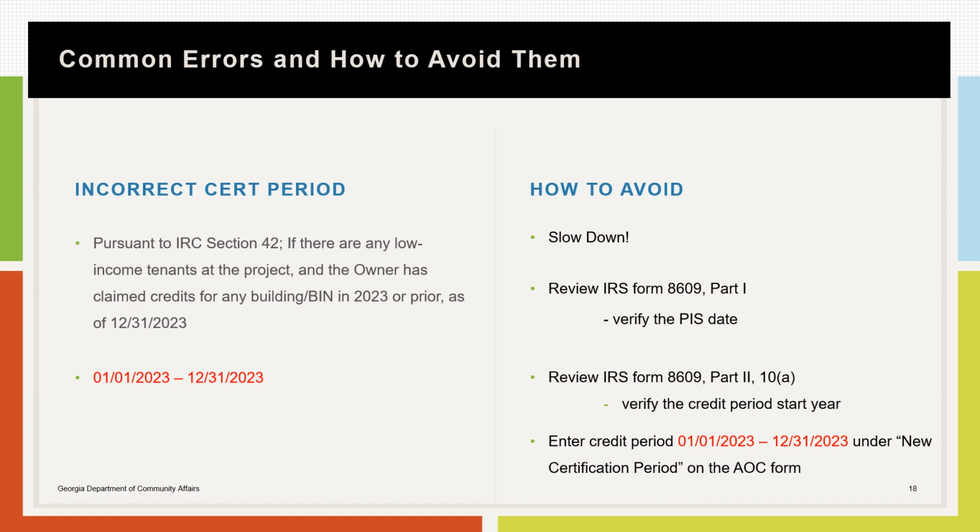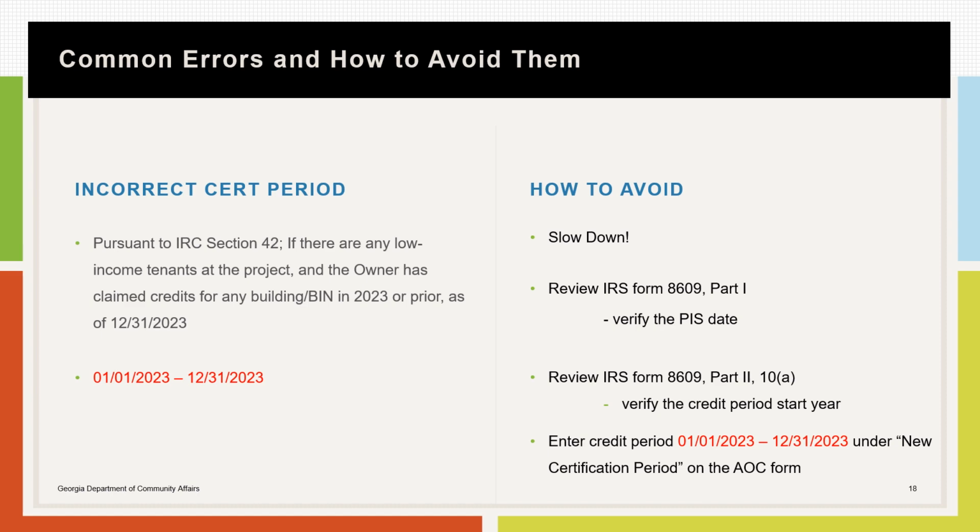Also, if you're not sure if your project requires an AOC submission, then review the IRS Form 8609. Remember, Part 1 contains the place in service date. You can verify that the project placed in service in 2023, and Part 2, 10A, contains the credit period start year. Verify the credit period start year, that the project owner claimed credits in the same year the project placed in service. So if the project placed in service in 2023 and credits were claimed in 2023, then you must submit an AOC for that project.